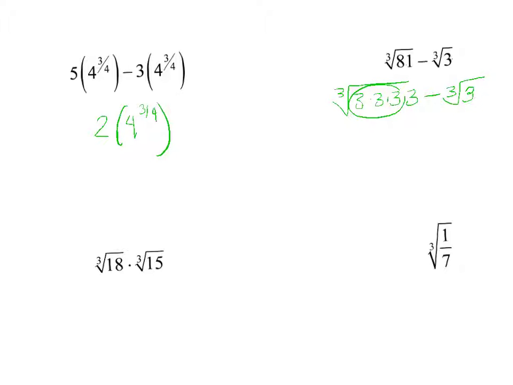There's a group of 3 there, so I can take that 3 out. And I'm left with a 3 inside still, which is good because now they match up. So I have 3 cubed roots of 3 minus 1 cubed root of 3. That gives me 2 cubed roots of 3.